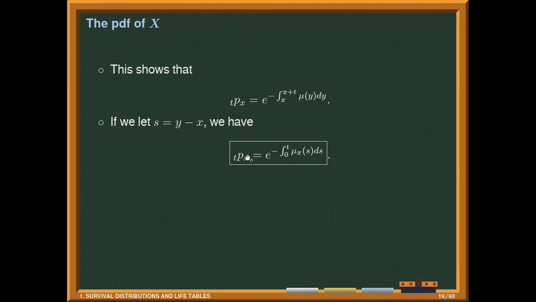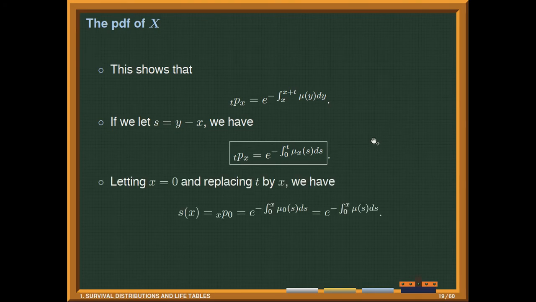We're given already a person aged x, okay? So that x there is fixed. By the way, this mu sub x of s could also be written out as mu of x plus s. That's the same thing, okay? So tpx in terms of the force of mortality is equal to this expression, okay?